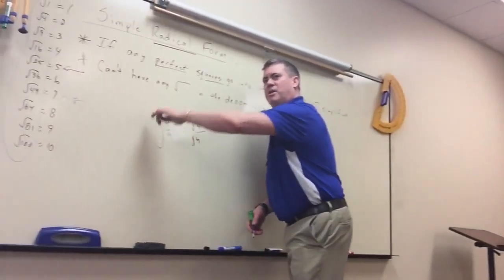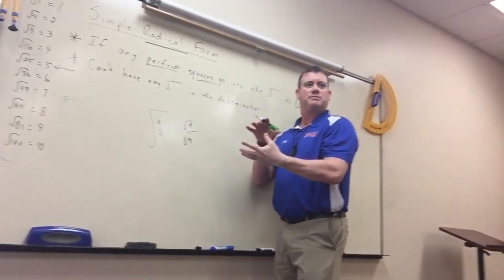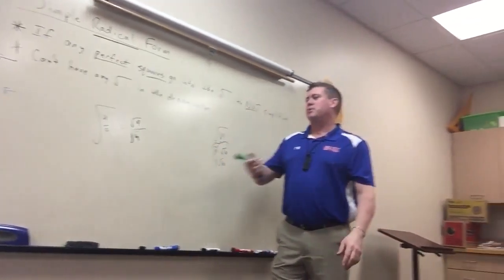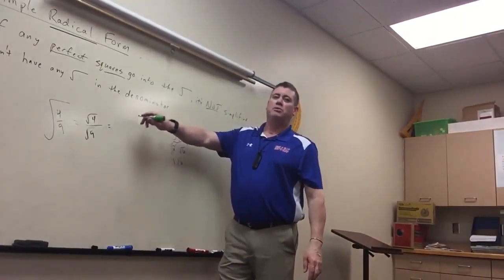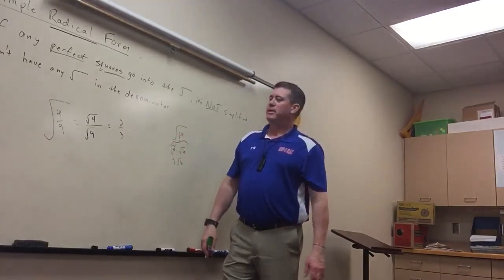If everything is underneath the square root sign, you can just separate the two fraction parts and write it separate like that. Now it's pretty easy. What's the top going to equal? 2. And what's the bottom going to equal? 3. Okay?